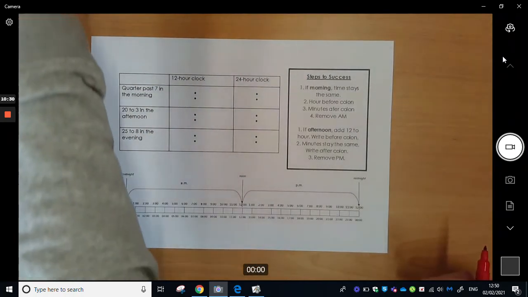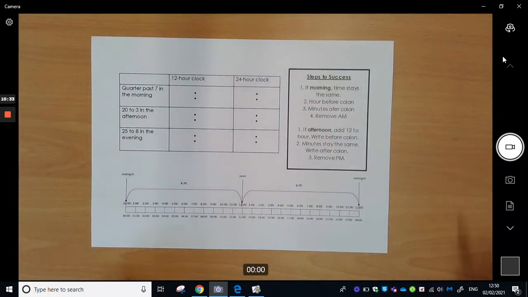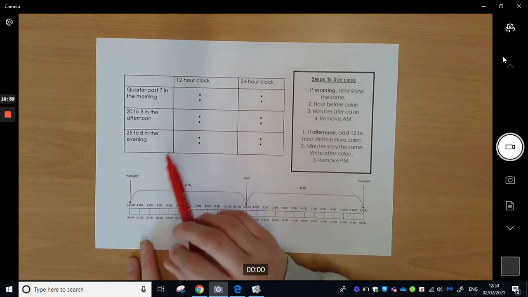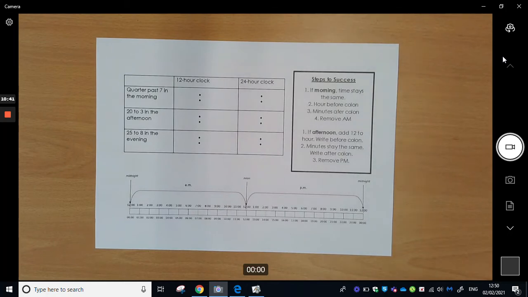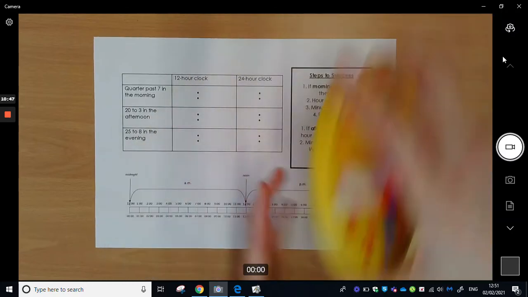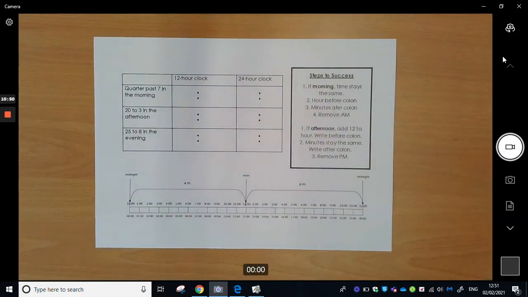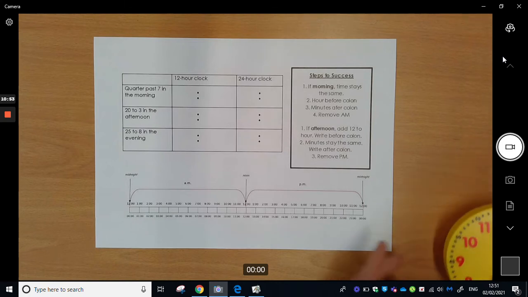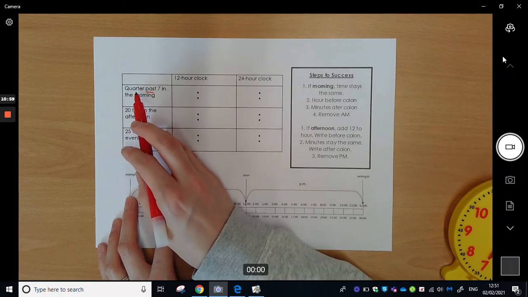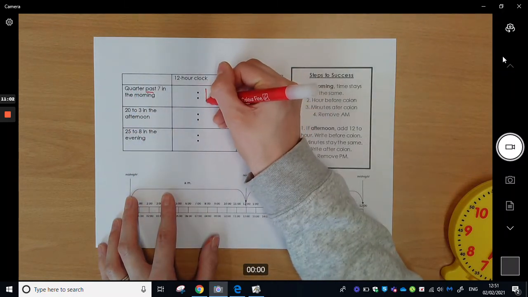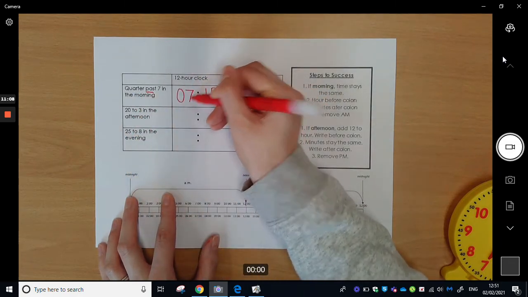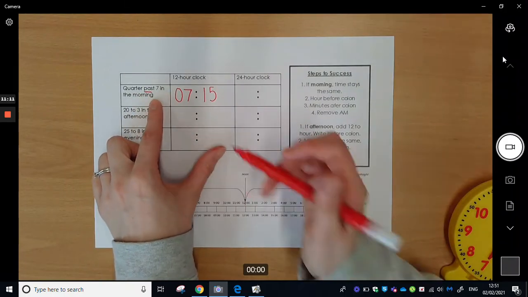Right, let's look at some examples without the digital clock there to help me. We're going to do 12-hour clock and 24-hour using words this time instead of digital. So I'm going to have to think really carefully back to what we did yesterday. So 7:15 in the morning. So in my 12-hour clock, 7:15 in the morning, I know it's going to be exactly the same. I don't need to change it because it's past. So 15, I know is 15 minutes past. And my hour goes first, so that is going to be 7. So 7:15 in the morning would be 7:15.